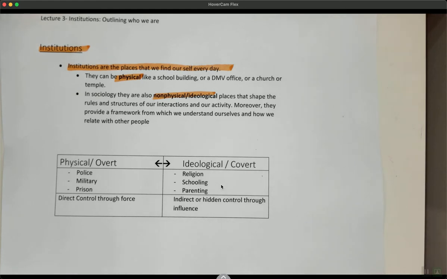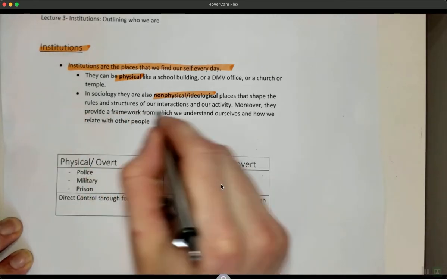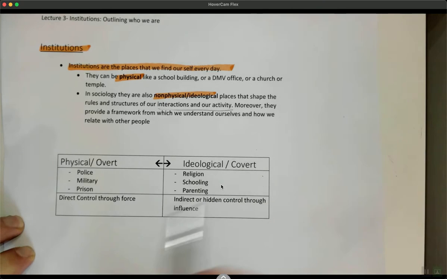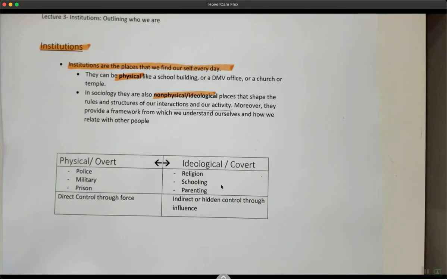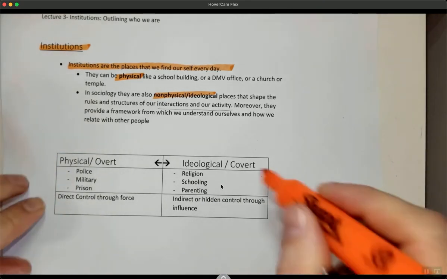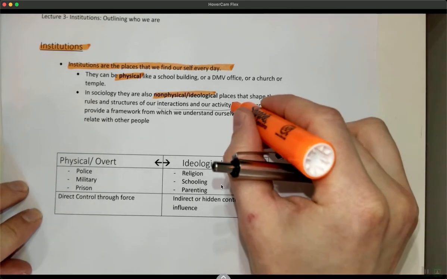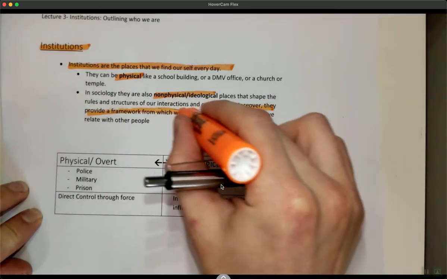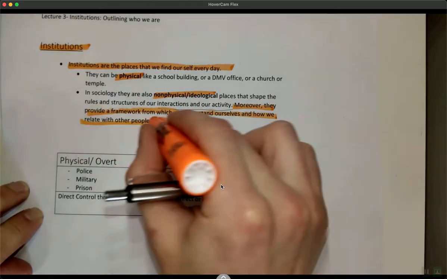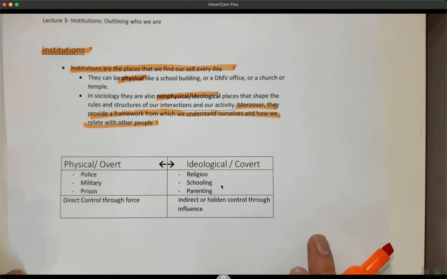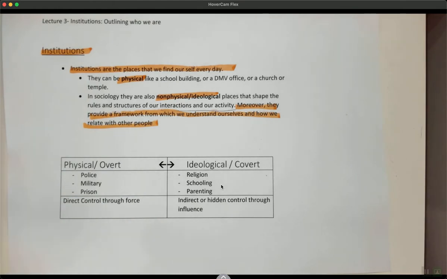However, in sociology, we take the next step. We also understand how they could also be non-physical ideological places. So these things shape the rules and structures of our interactions and our activity. The important part here I want to emphasize, we're going to talk about in detail in this lecture, is they provide a framework of which we understand ourselves and how we relate with other people. Okay, so we'll give some examples of this.